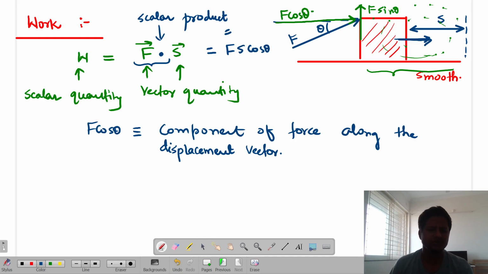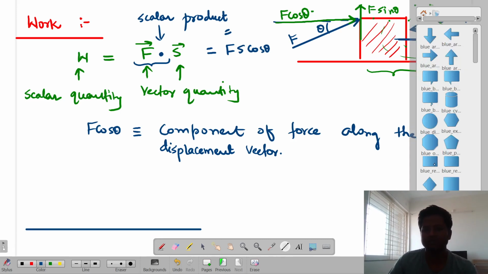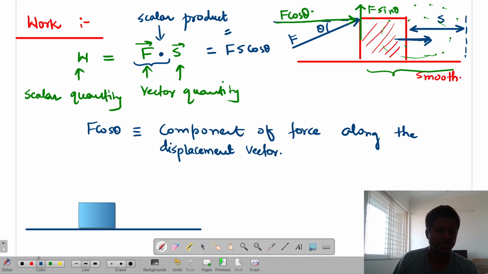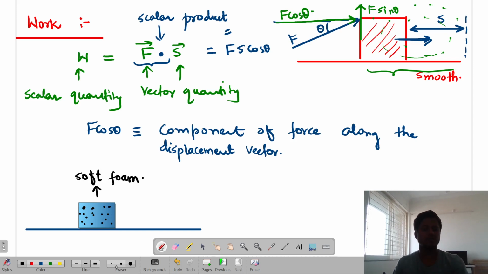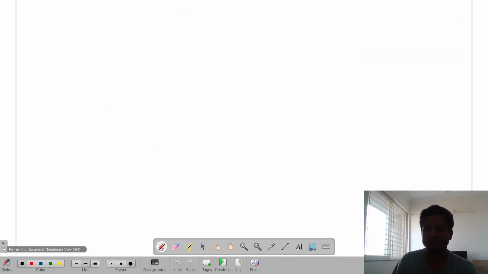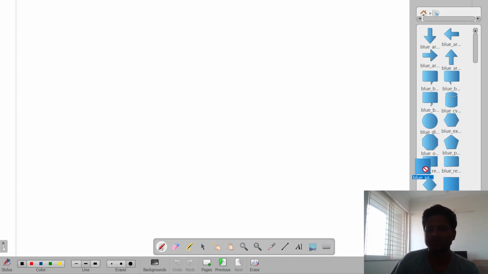Now, as we know, a block consists of many particles, isn't it? If you see a block, whichever I place, let's suppose I place this block over here, it has n number of particles spread over there. Now, this is not a block. Consider it to be a soft foam. I'll take a bigger picture of that because it's necessary to understand this.